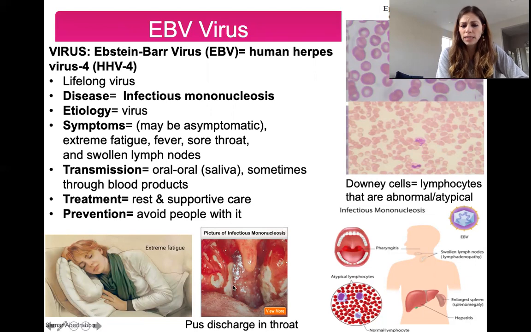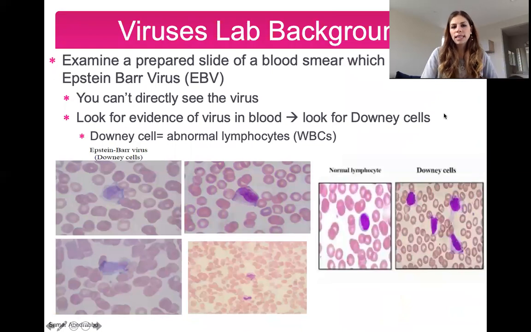So here's an image of infectious mononucleosis in someone's throat. You see a lot of pus discharge. Pus is your body's way of fighting infections, and we'll learn about that when we learn about the immune system. Here we have a microscopic image of a Downey cell, and let's talk about that in the next one. So in this lab, you're going to study the EBV virus by looking at a blood smear.